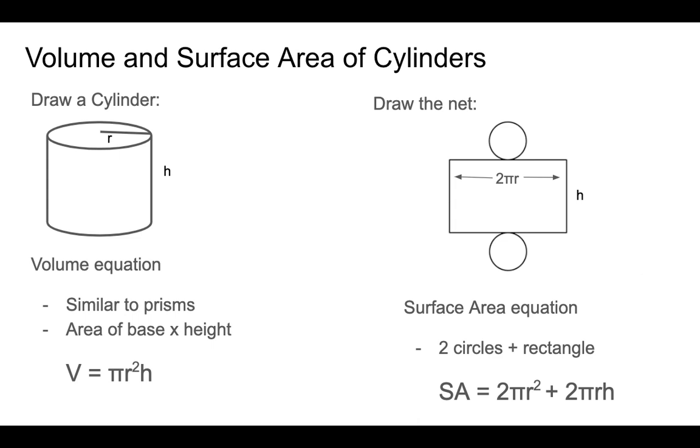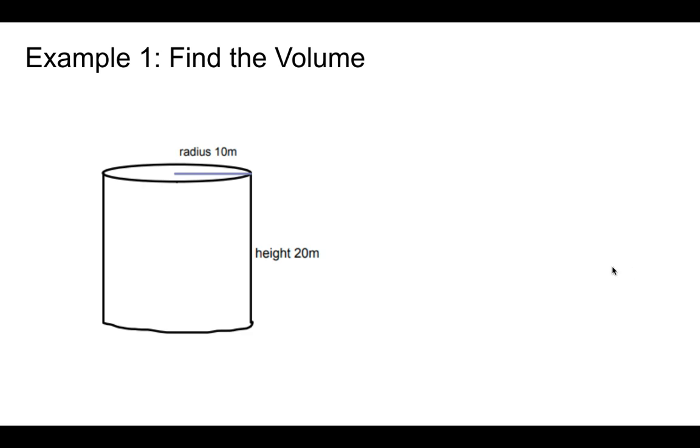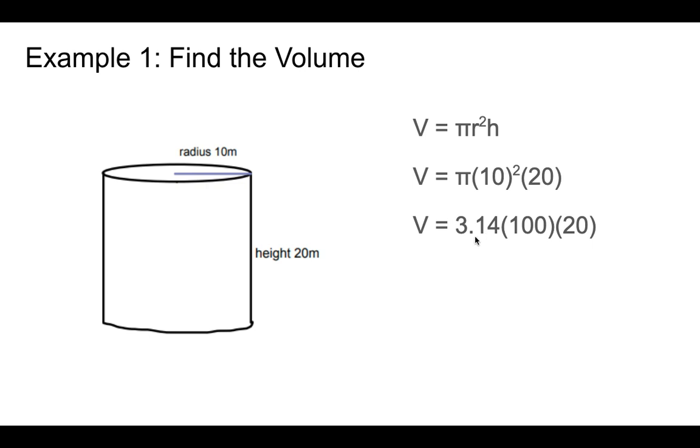So let's do an example. Let's find the volume of this guy. Here's a cylinder. It has a radius of 10 meters, a circular base, and its height is 20 meters. So this is a big thing. Maybe it's like a grain silo or something. It's quite large. So our volume equation is pi r squared times h. So that's pi times our radius is 10 meters, and we're going to square that, and then our h is 20. If you want to use your pi button on your calculator, you can.